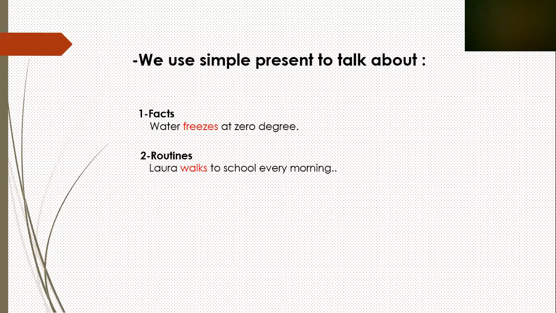The second one is for routines, the things that we regularly do. Like Laura walks to school every morning. Every morning she walks to school, a thing that she regularly does. Every morning, every week, every year. And for habits, the things that we always do, that we do not stop doing, like he drinks tea at breakfast. So every day with his breakfast, he drinks his tea.